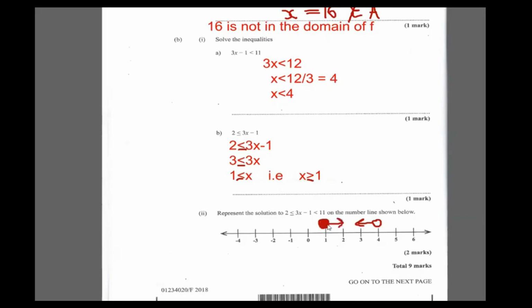Now, if it goes from here but has to stop here, then that means the solution must be between 1 and 4. So the solution is x between 1 and 4, where 1 is included in the answer. That is how you represent it on the number line. Nice and easy.